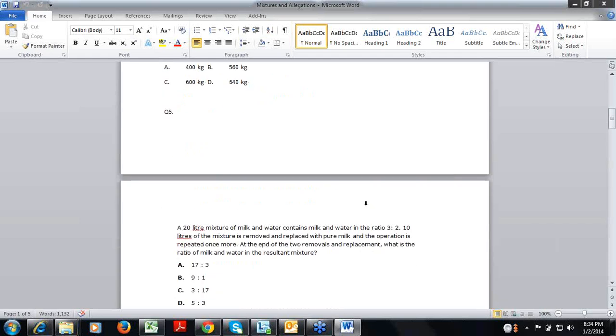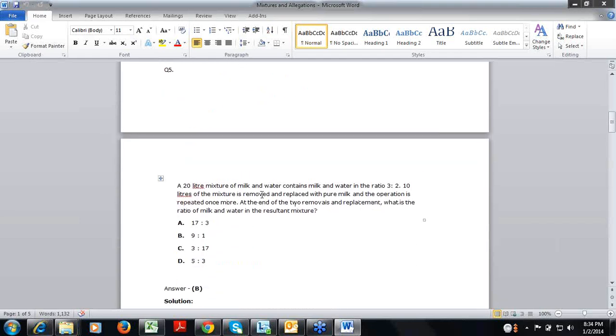Question number 5. A 20-liter mixture of milk and water contains milk and water in the ratio of 3:2. 10 liters of mixture is removed and replaced with pure milk. The operation is repeated once more. At the end of 2 removals and replacements, what is the ratio of the milk and water? Again, an easy question.